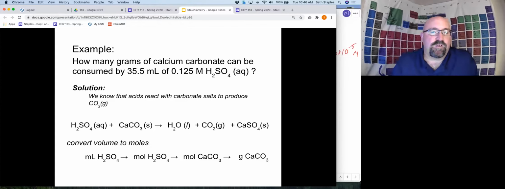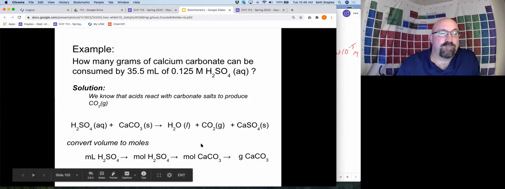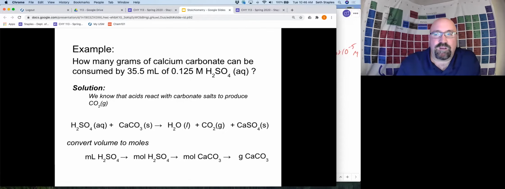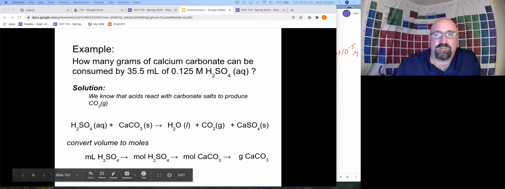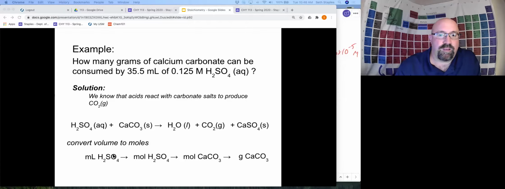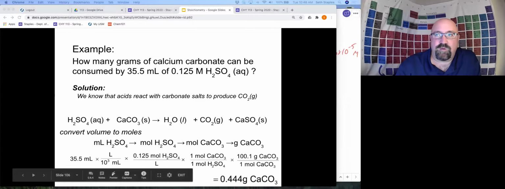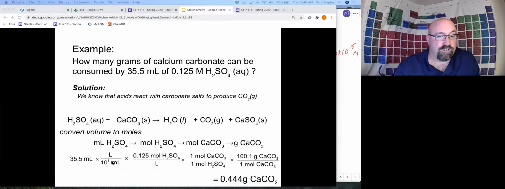Okay, and so we're going to first convert our volume to moles. I'm catching so many errors in my PowerPoints that I had never seen before. And so we're going to convert our given amount, our volume, our 35.5 milliliters. We're going to start by converting that over to moles by using our molarity. And so that's going to be our first step, and you can see that's what we're doing right here. We've got our volume. We're going to convert that over to liters first, and then take our 0.125 moles of sulfuric acid per liter. And so that's now how we're going to get to moles of our sulfuric acid.